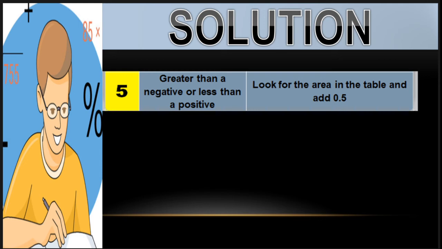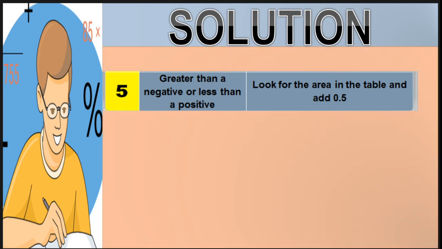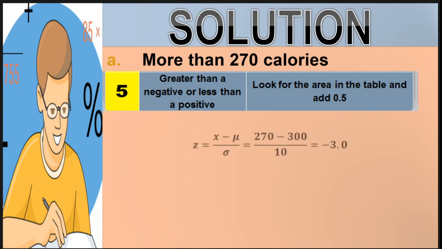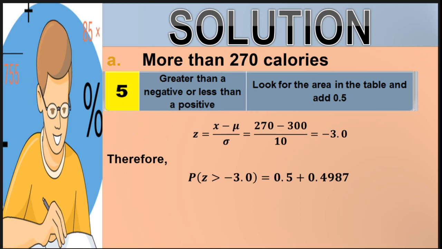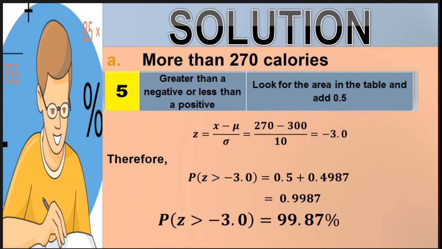So we have here greater than a negative. What we're going to do is to look for the area in the table, then add 0.5. Therefore, the given probability, which is greater than negative 3.0, we will have 0.5 plus 0.4987. We will have 0.9987. So the probability more than negative 3.0 is equal to 99.87%.